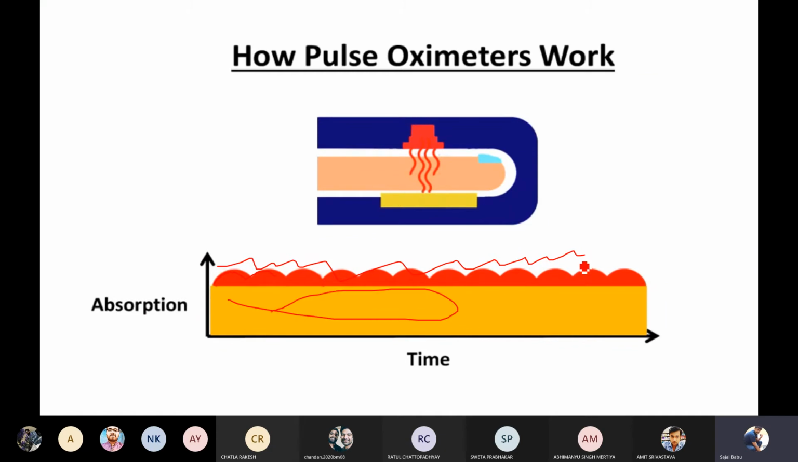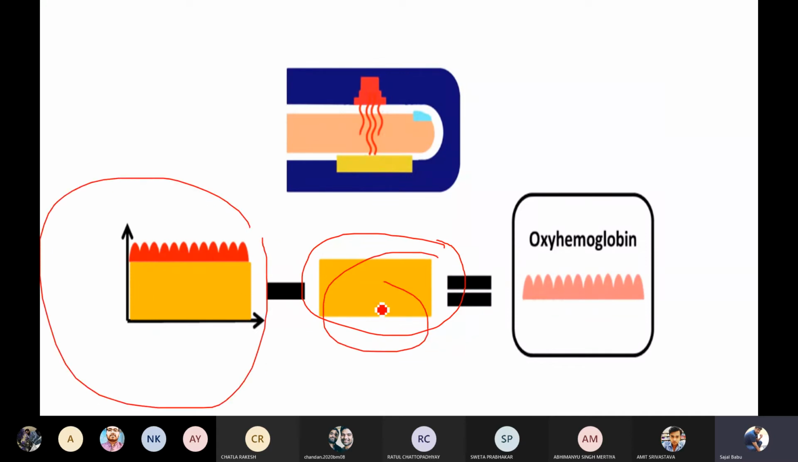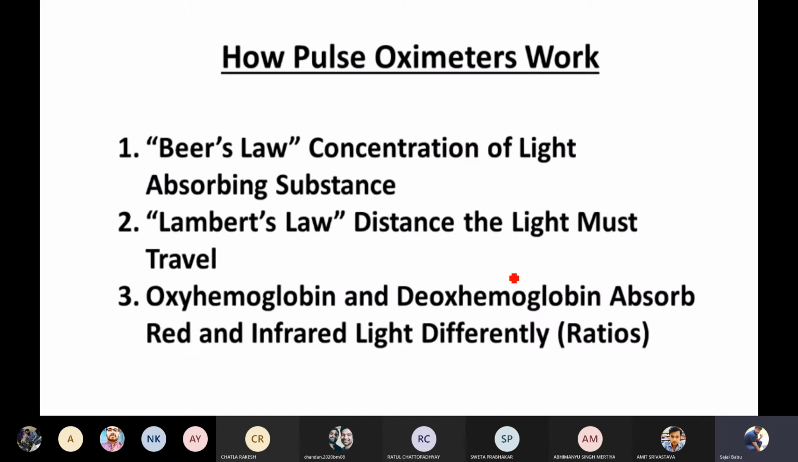As I said previously, all the tissues give constant absorption, and only the arterial blood gives variable absorption. So it gets the constant part and the variable part. My microprocessor takes the complete waveform and subtracts the constant part, so it gets the varying part, and this varying part gives my pulse oxygen value.